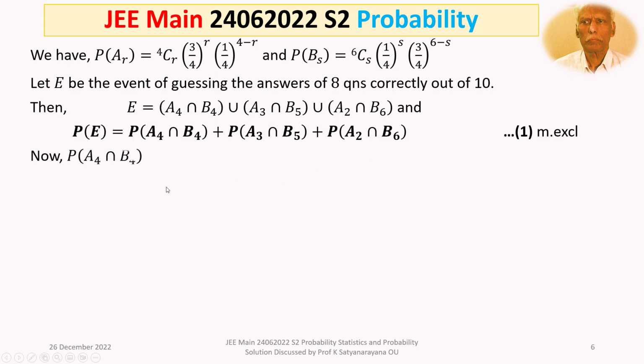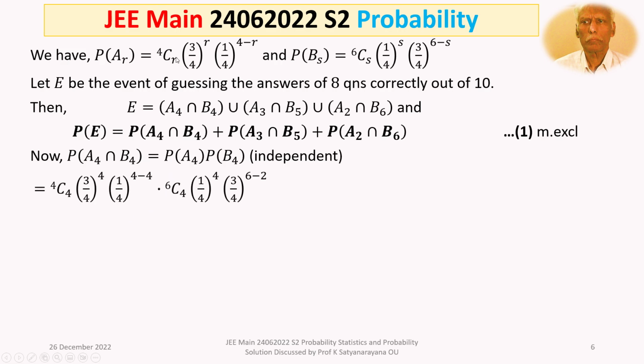Now the probability of A4 intersection B4 is the probability of A4 multiplied by the probability of B4, because the events are independent. That is equal to the probability of A4, using the formula, 4C4 (3/4)^4 times (1/4)^(4 minus 4), multiplied by the probability of B4, that is 6C4 (1/4)^4 times (3/4)^(6 minus 4).